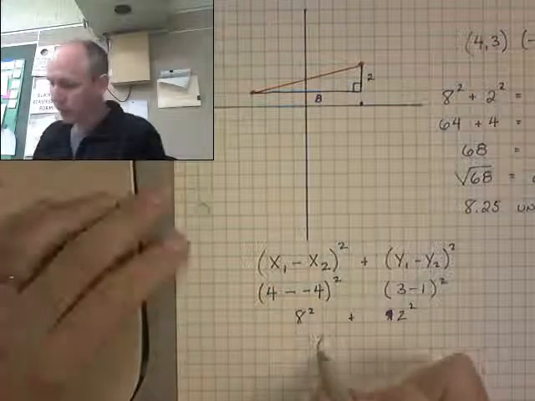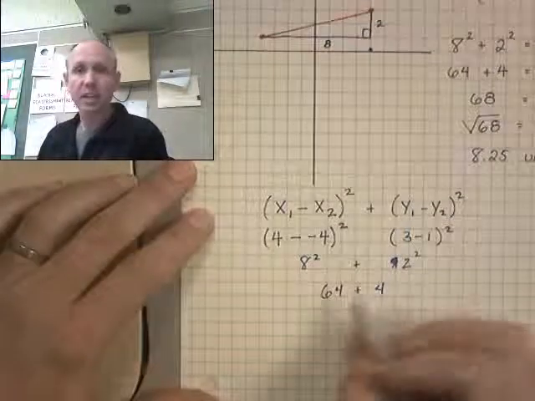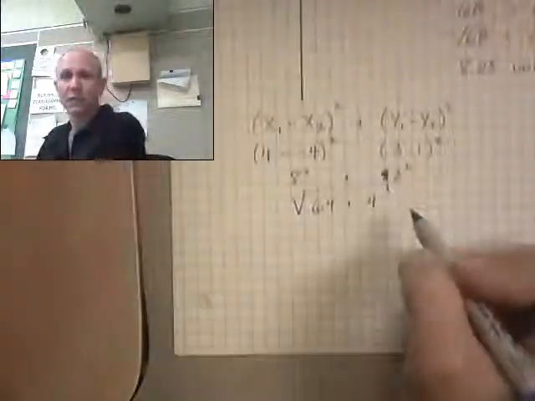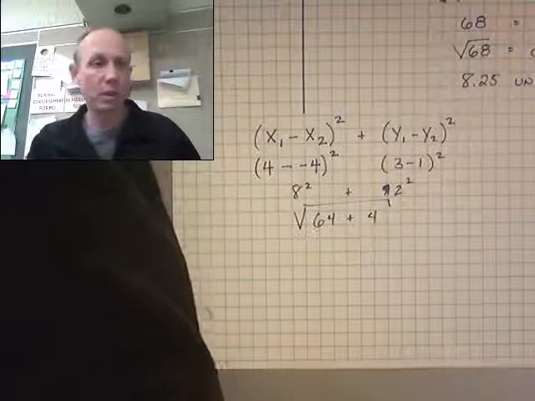So what I really look at, I have the 64 plus the 4, and then at the very end, I need to take the square root of that. So here's the official, this is called the distance formula, although you could do it by plotting things out and turning them into triangles.